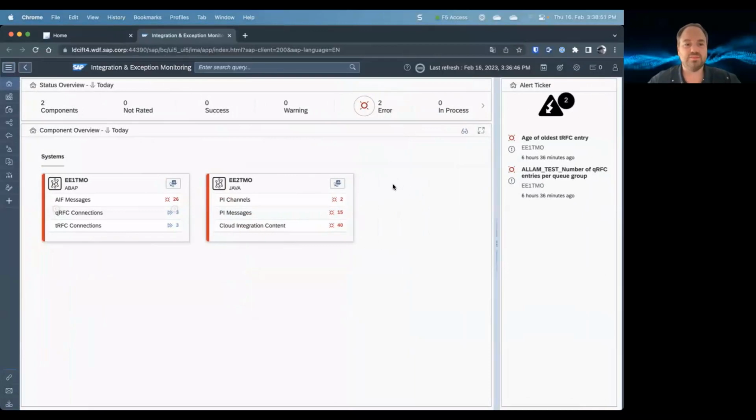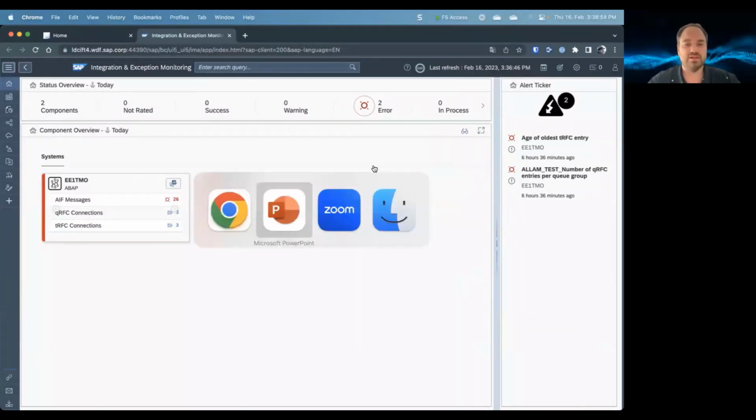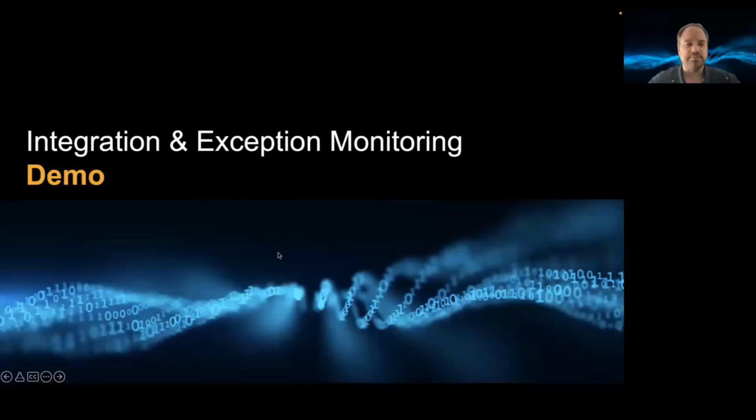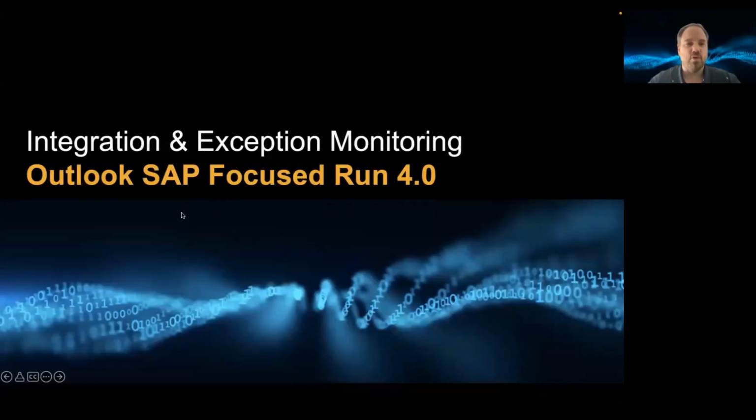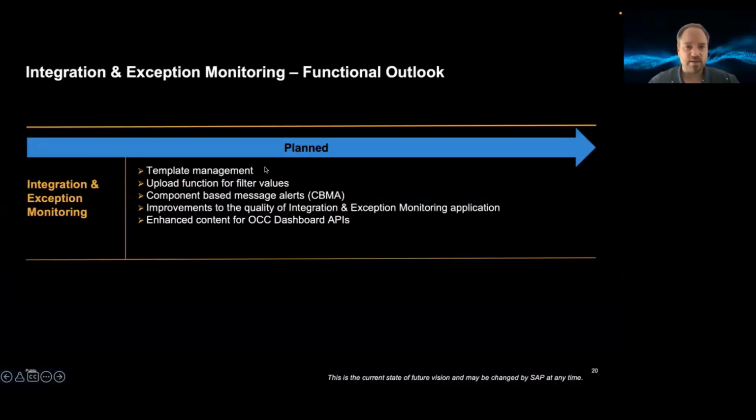From a demonstration perspective, I will just switch back to the PowerPoint slide deck, and we will spend a few more minutes on the outlook for the code line SAP Focused Run 4.0. What do we plan for 4.0 and the next feature packs? We will introduce a template management into integration exception monitoring. So you will be able to create templates for alerts and for monitoring data and so on and so forth. This will hopefully be available with feature pack 1. And we will also further enhance this template management in the upcoming feature packs.